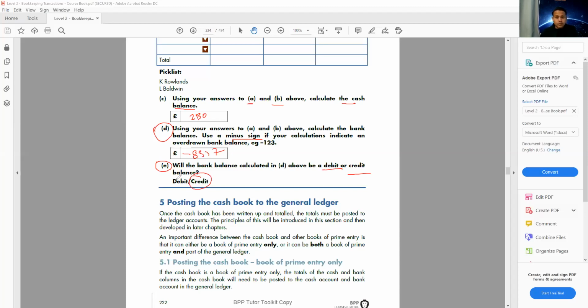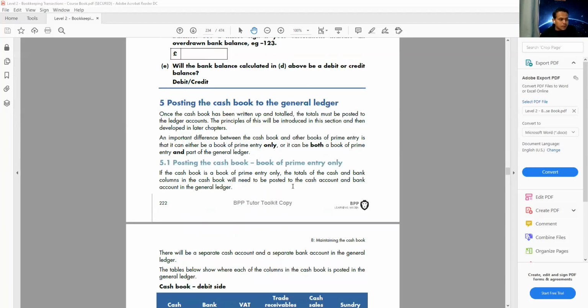All right. Any questions so far on the cash book? Does anyone have anything on their mind? You can ask me. Is anything not clear yet about the cash book, before we move to the next topic? No? Okay.